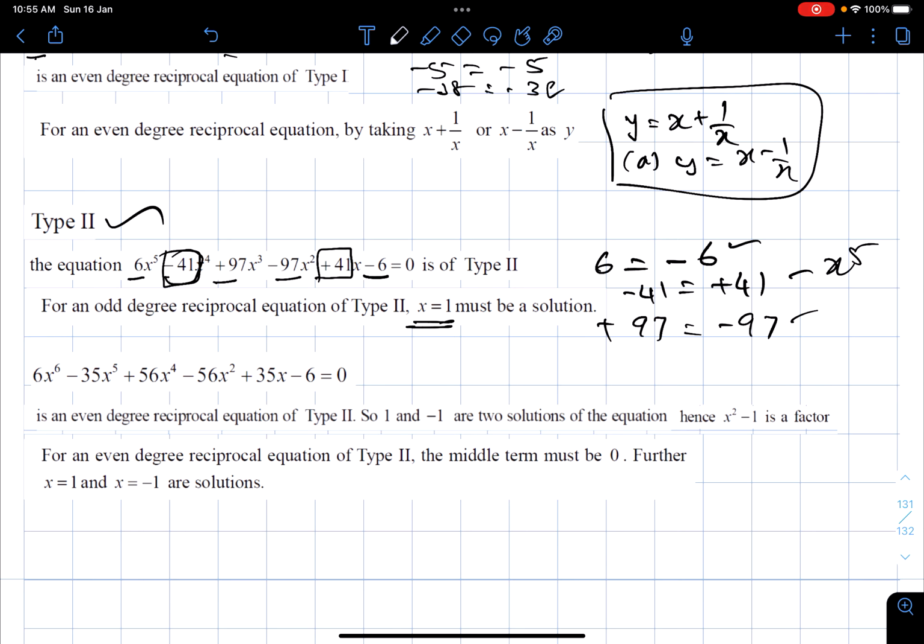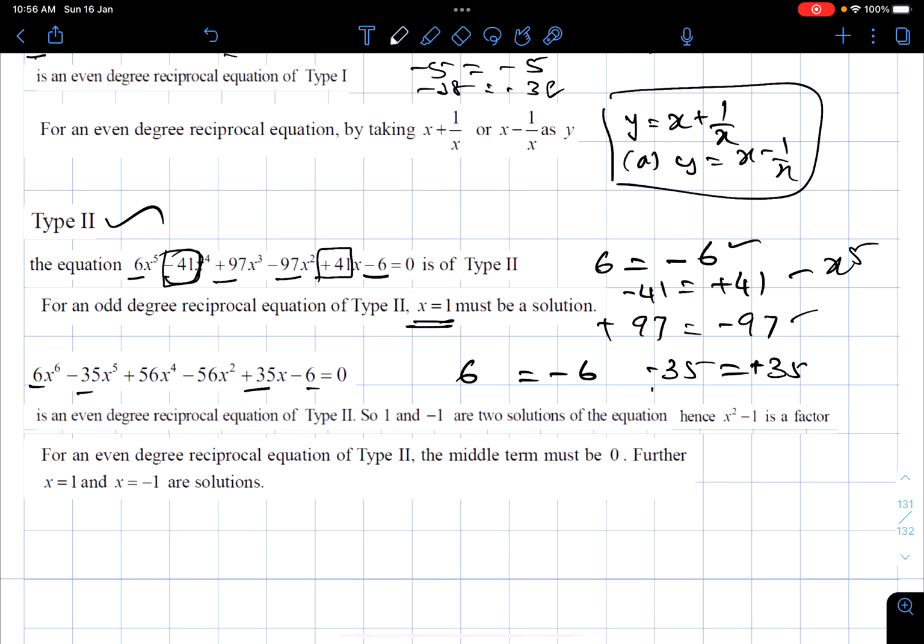The same type 2, we are going to go to even degree. Here x power 6, so it is even degree. And now you see the first coefficient 6. What is the last coefficient? Minus 6. Second one, it is minus 35, means the second last should be plus 35. It is plus 35. And the third one, plus 56, means here it should be minus 56. Okay. And one more thing you can see in this even degree of type 2, the middle term. What is the middle term? X power 3 should be equal to 0. There is no middle term in the even degree of type 2. Okay. These are the clues.